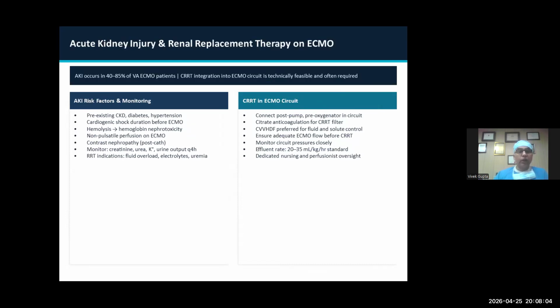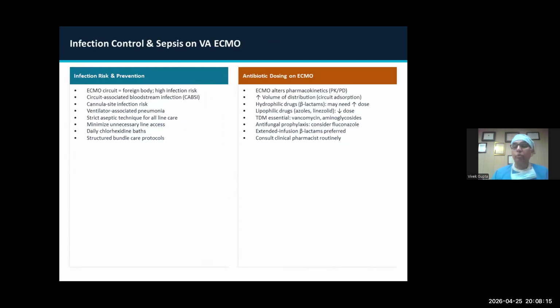Acute kidney injury, I have already talked about, and almost 30% of patients who develop acute kidney injury progress to stage 2 or 3 and require CRRT. For fluid management, the most common indication is fluid removal when the urine output is not good with the diuretic.